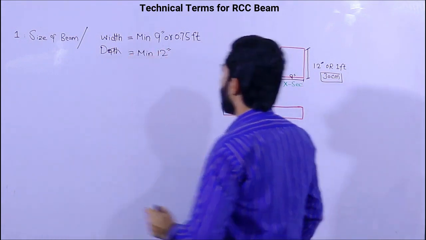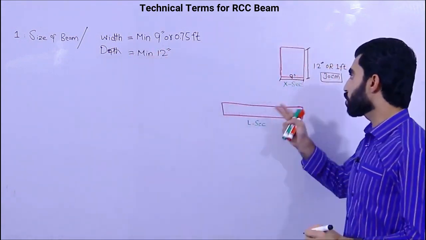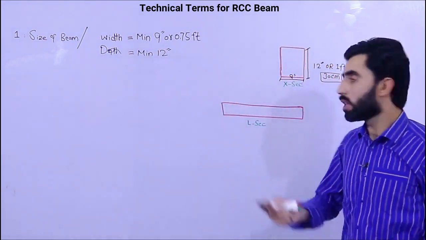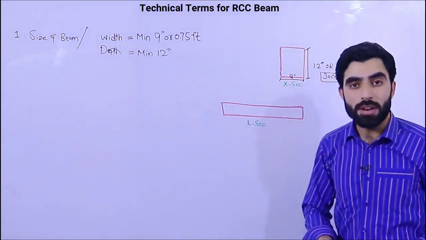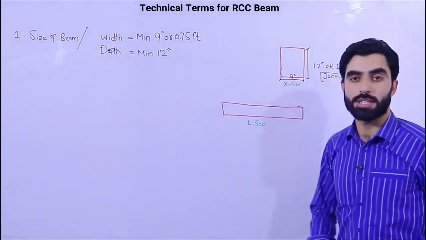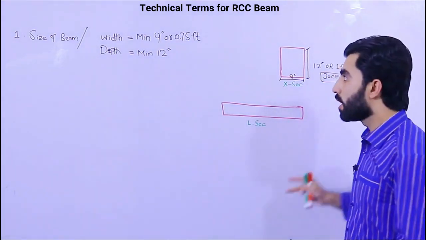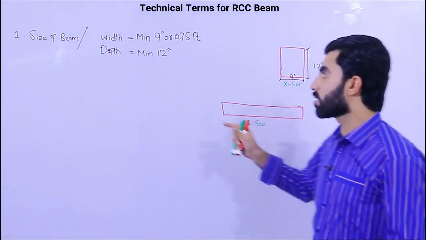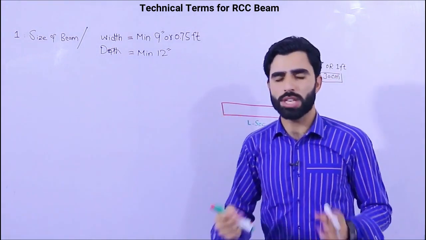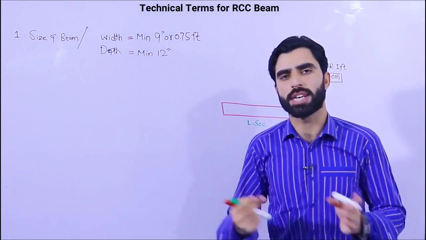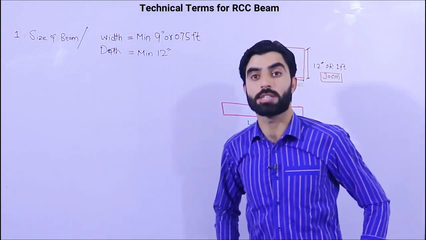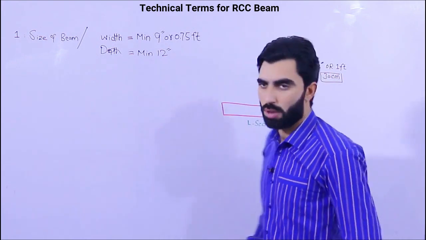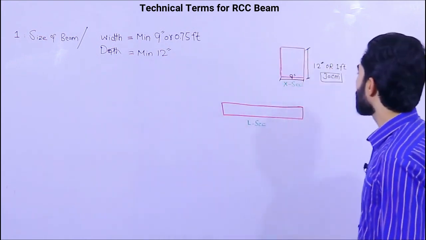So if the width is, for example, 9 inches, the depth should not be less than 12 inches. If the width is 12 inches, the depth should not be less than 14 or 16 inches. Like this you can keep the size of the beam, but you cannot decide the width and depth by yourself, because all these things depend on the structure load of the building. Okay, now this is the size.